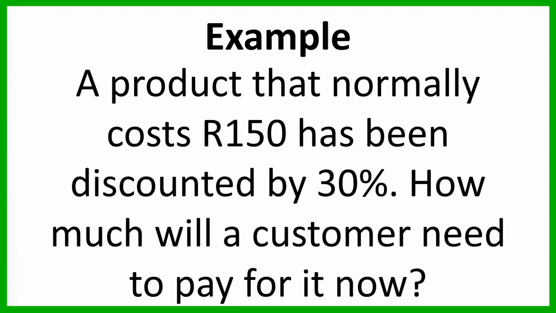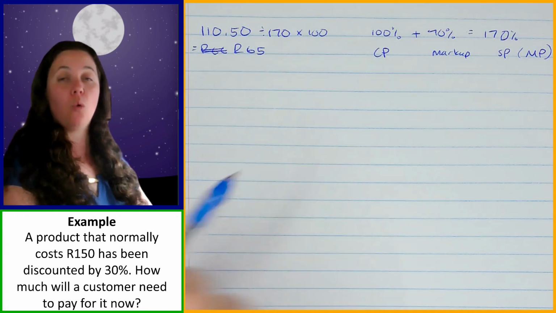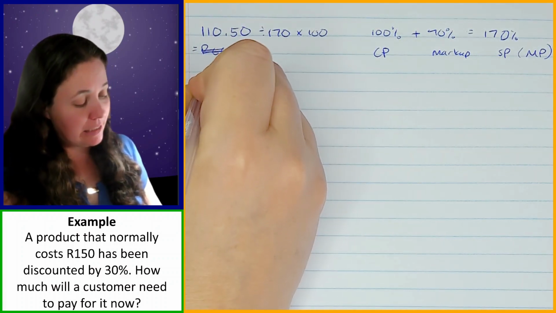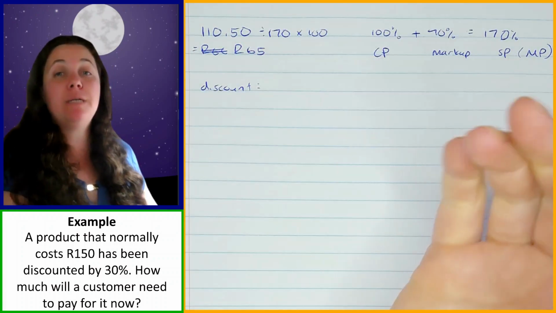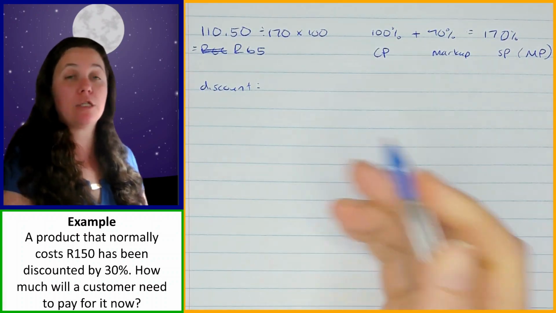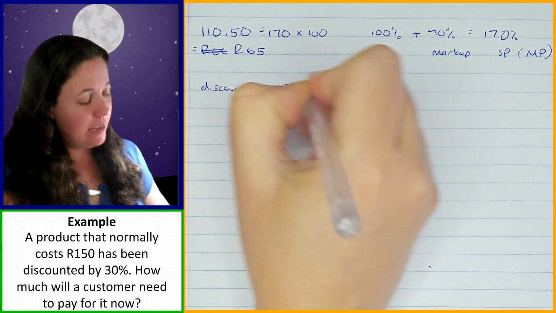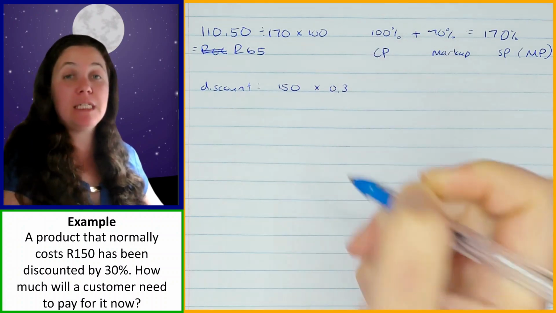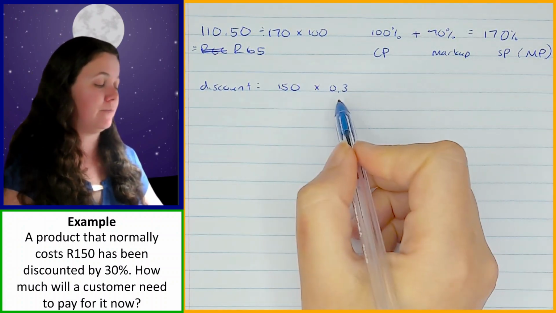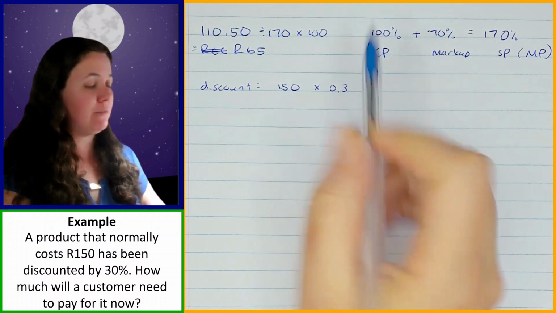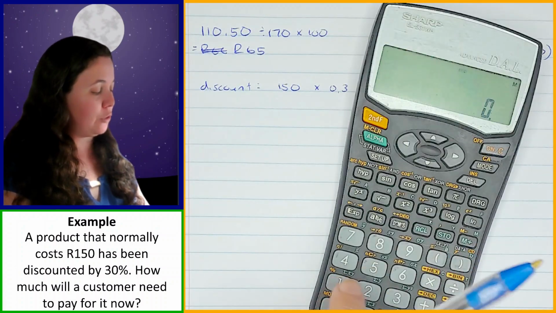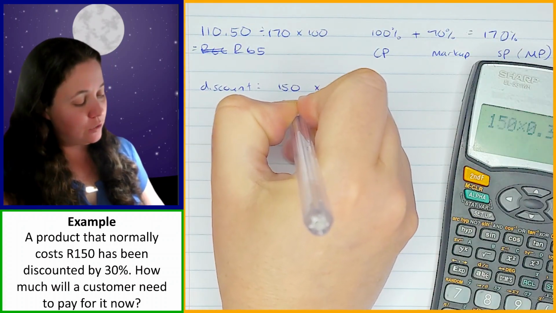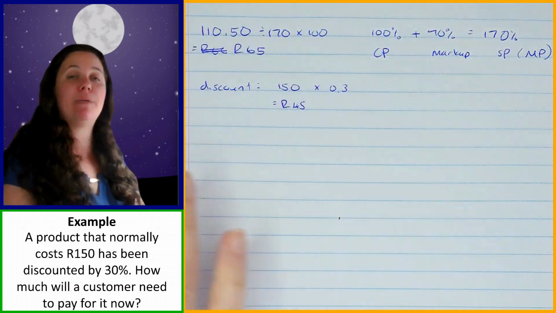Now there are two ways of doing this question. Okay, so first of all, what I can do is I can work out what the discount is. So I can say the discount is 30% of the marked price, of the normal price. So it's 150. And to work out 30%, I'm just going to multiply by 0.3, which is the same as 30% written as a decimal fraction. Okay, so 150 multiplied by 0.3. So 150 times 0.3, that gives me 45. So that means that the discount is 45 Rand. So that's how much the customer is going to save.